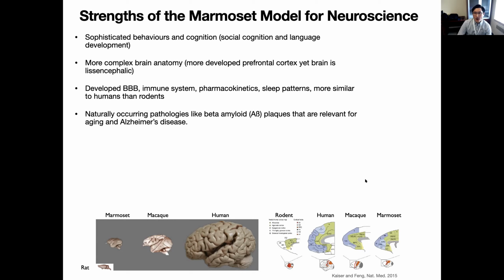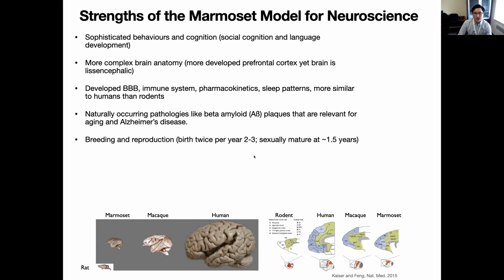Another interesting facet about marmosets is that they actually have some naturally occurring pathologies in the brain that, say, rodents don't have. For example, accumulation of beta amyloid into plaques. Marmosets aren't known to have Alzheimer's disease, but they do have some of the cellular signatures of neurodegenerative disorders, for example, beta amyloid plaques and some aspects of neurofibrillary tangles. The fact that they have these naturally occurring pathologies suggests that these animals might be susceptible to the same kinds of disease mechanisms as in humans.